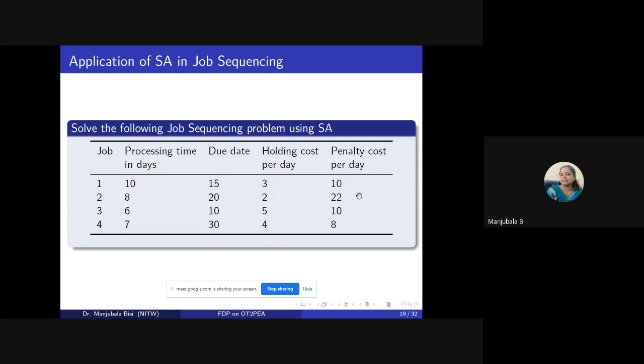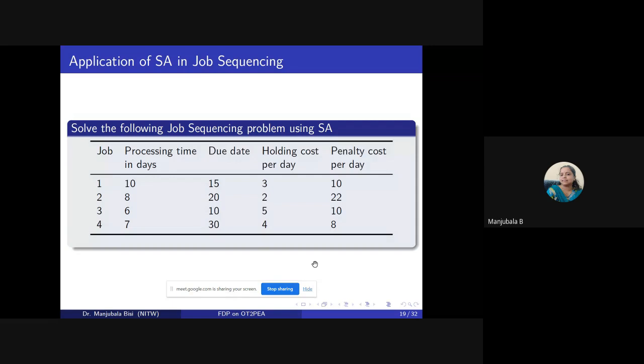So what is our target? Our target is to sequence the jobs in such a way that the total cost is minimized. So this is a minimization problem. You have to minimize the holding cost and penalty cost with respect to a job sequence. So how to solve this problem now? What is the solution?